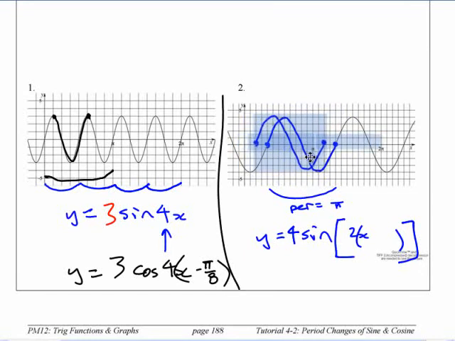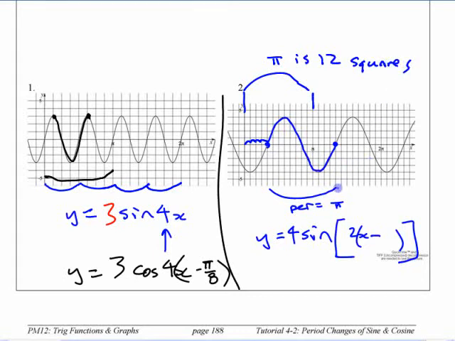It's been shifted how much to the right? How many squares? 1, 2, 3, 4, right? It's been shifted 4 squares to the right. You don't just put minus 4 because 1 square is not 1 here. You figure out how much 1 square is, or you figure out how much 4 squares is. Pi is 12 squares, right? So how much is 4 squares then?